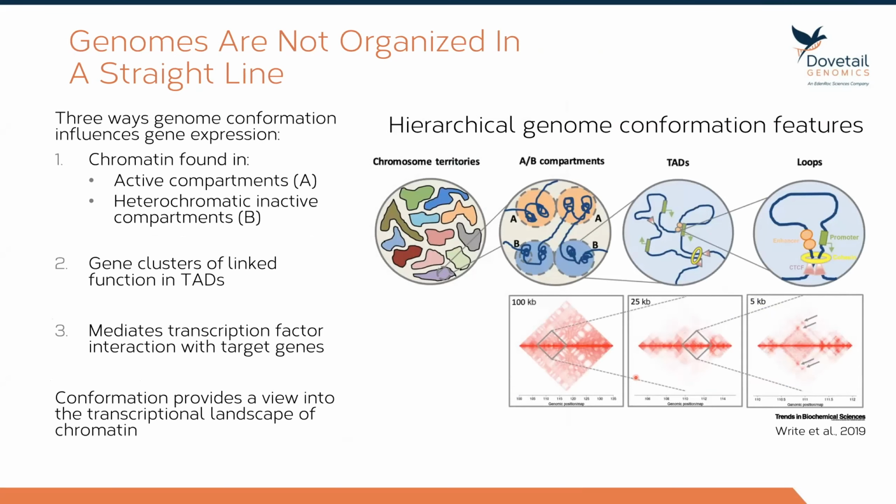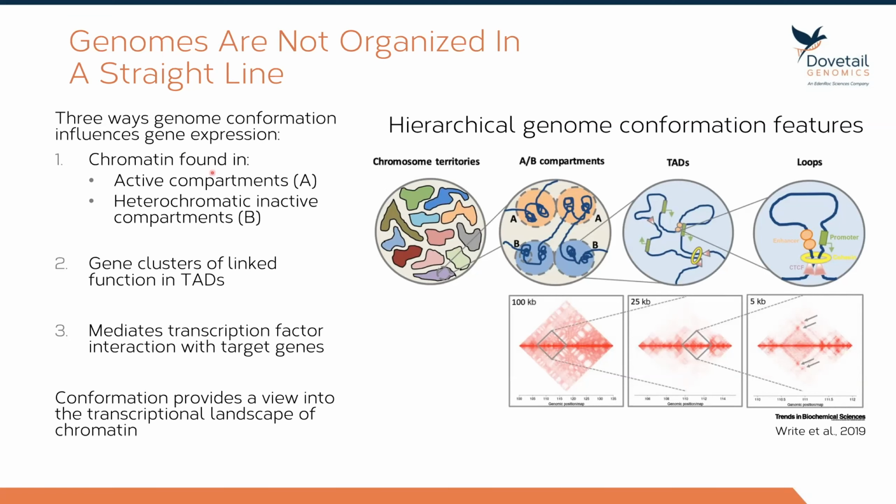But what we do know, over the past 20 years or so through 3C technologies, is that genomes aren't organized like this. They don't come packaged in a straight line, right? In the human genome, each cell has to pack about 3 meters of DNA into a nucleus. And that comes with this hierarchical folding of the DNA, which builds up some of these features that we can detect in chromatin conformation.